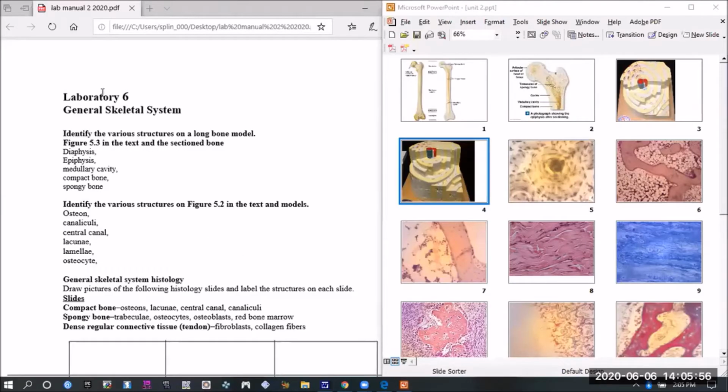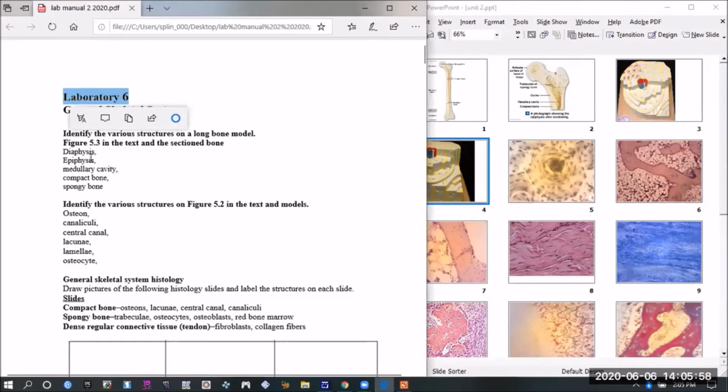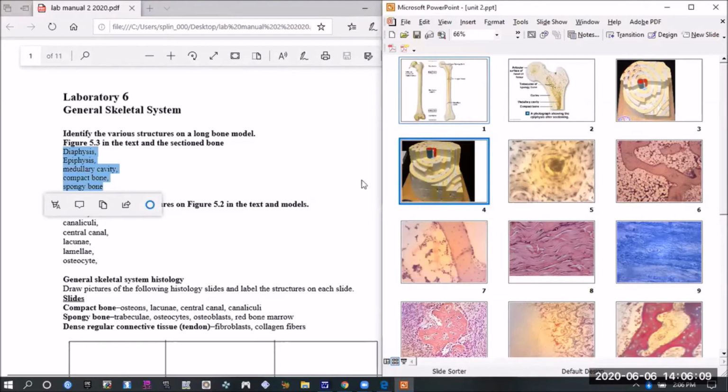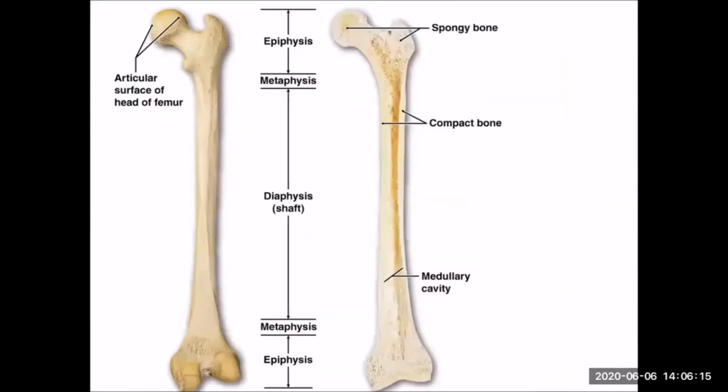We're moving into lab 6, and we're starting here. A good helpful textbook figure for distinct sections of a long bone, and we'll go right to that figure. So we have the terminology, the diaphysis, the epiphysis, the medullary cavity.